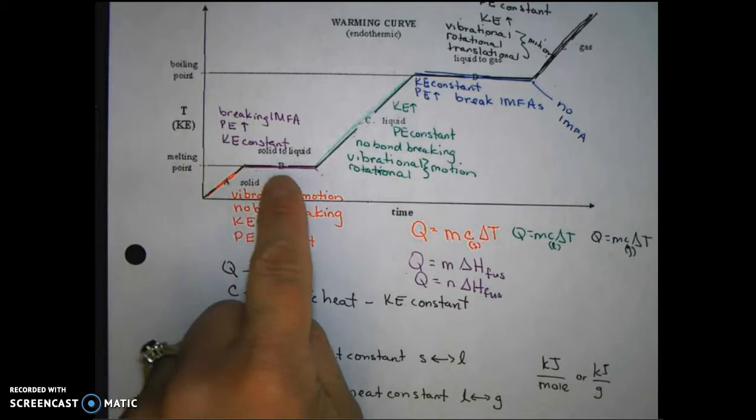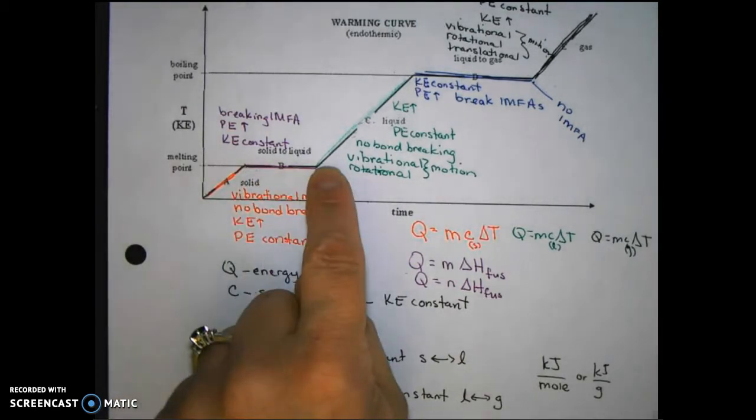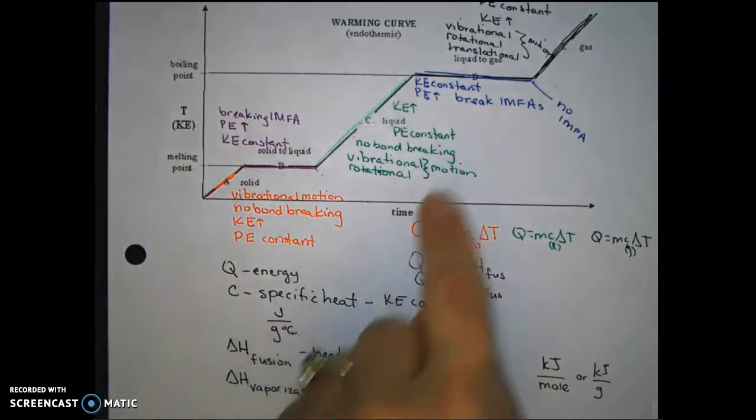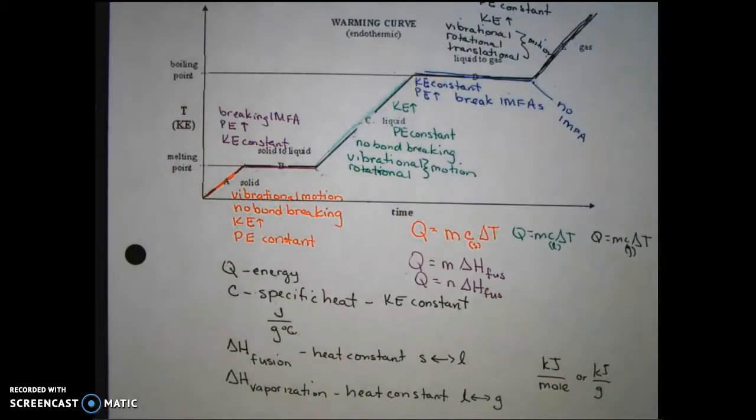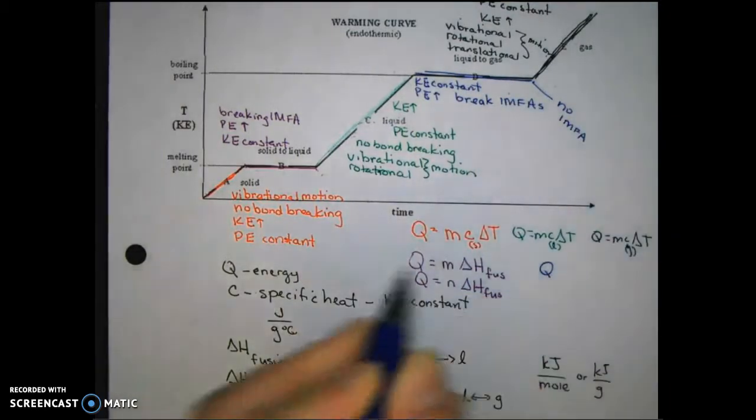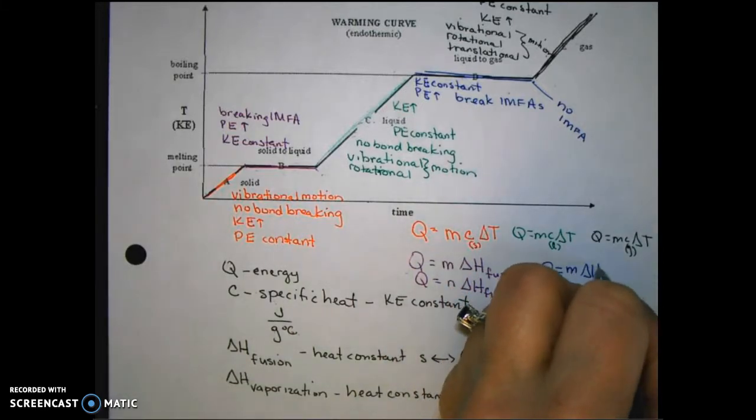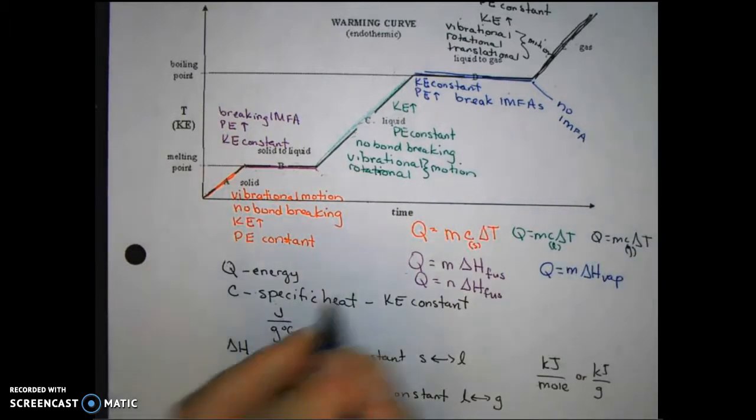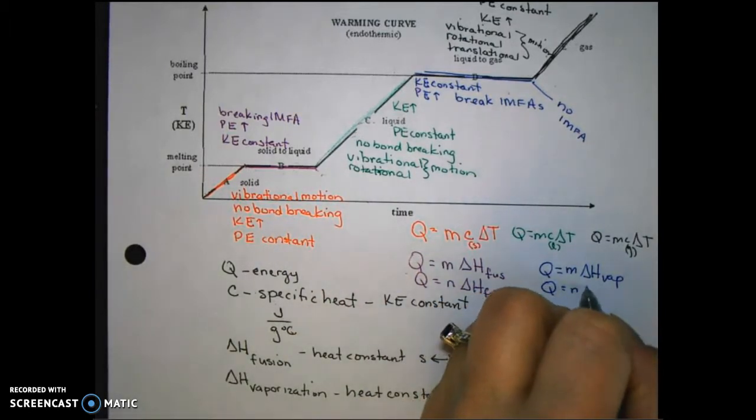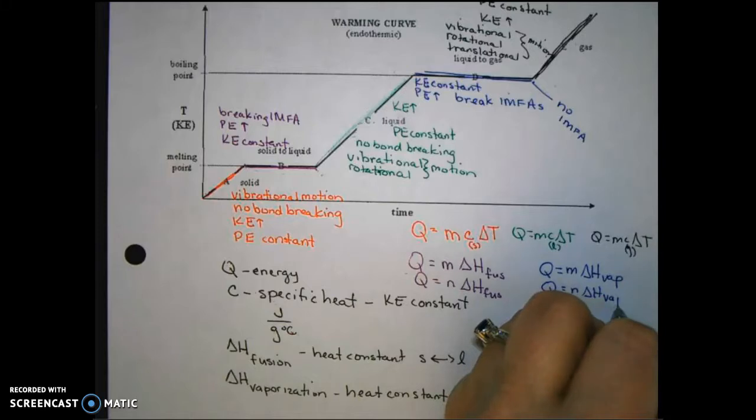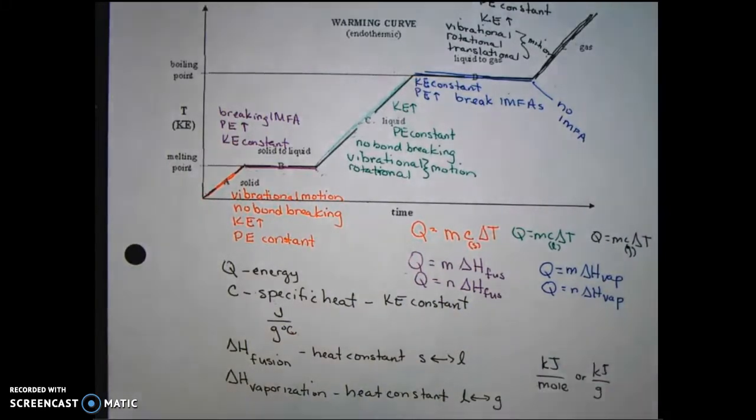So heat of fusion at the plateau where we are melting, heat of vaporization at the plateau where we are boiling. So the equation is really no different except for the heat constant. So Q equals m delta H of vaporization, or Q equals n delta H of vaporization. So if it's kilojoules per mole, that's typically called the molar heat of vaporization. If it's grams, it'll be called the heat of vaporization.